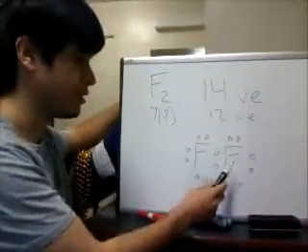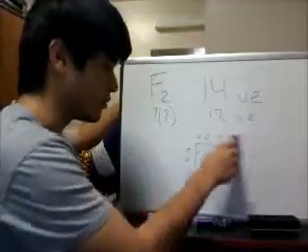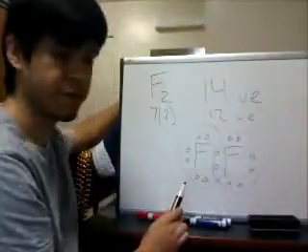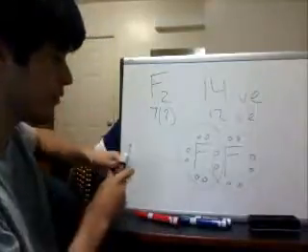And you'll notice that the octet rule is satisfied for both fluorines. You have 8 for this one and 8 for this one. Both of them share this pair of electrons in the middle, forming the bond.